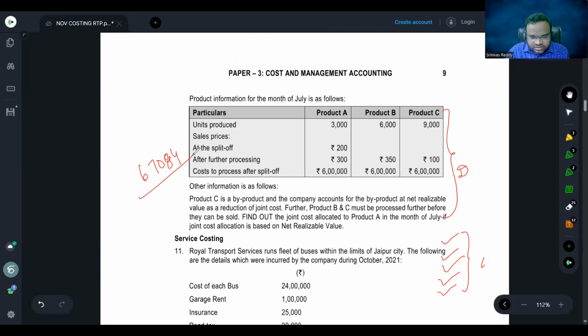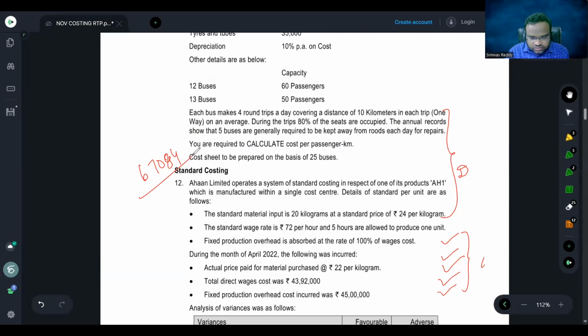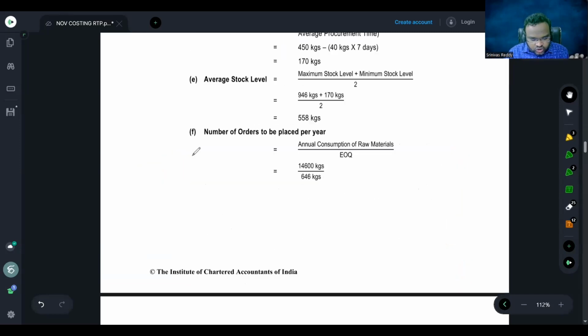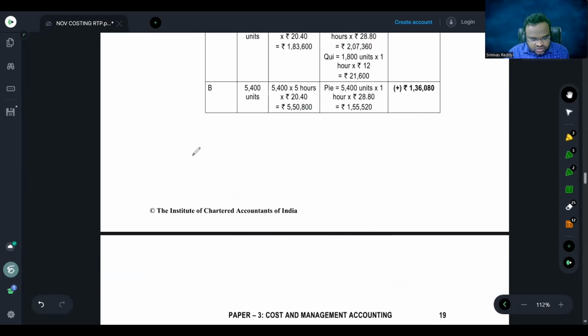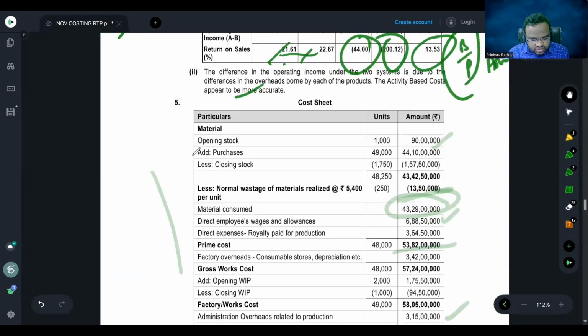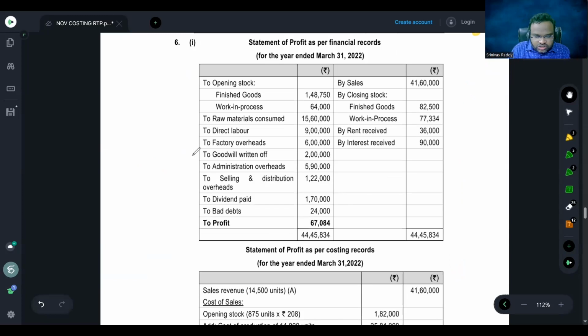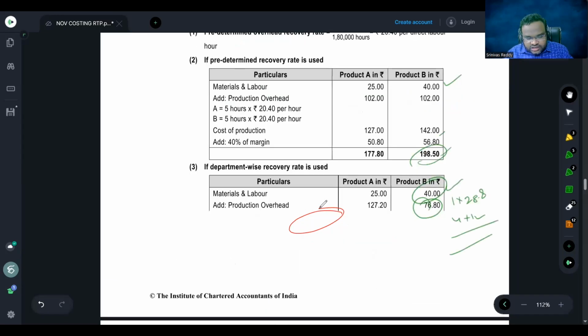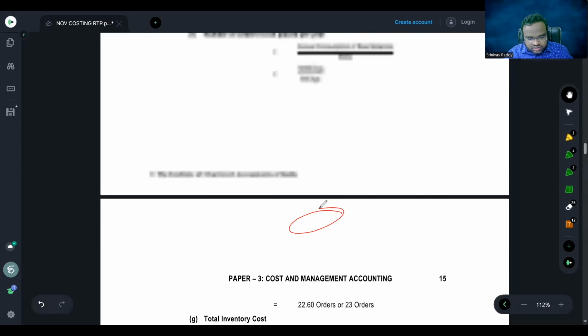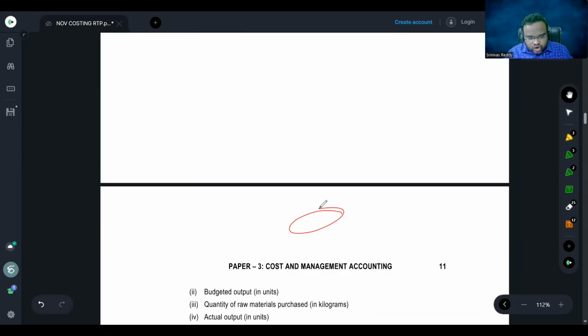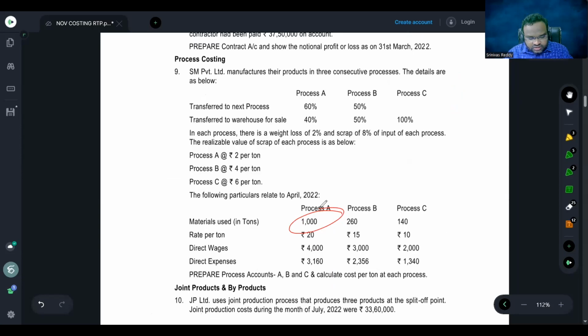Yes. Let us go to the solution part of financial accounts. Question number 6. So see how much you got? 67,084. This is as per financial accounts. Let us understand what is there with respect to cost records. Let us read one by one.